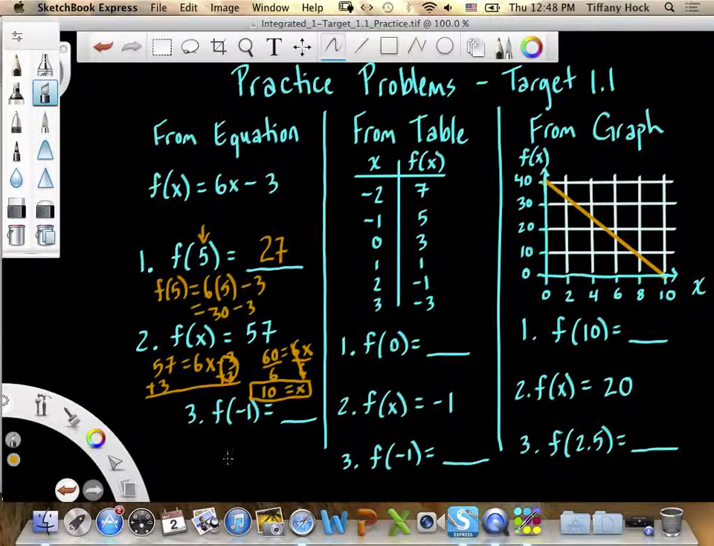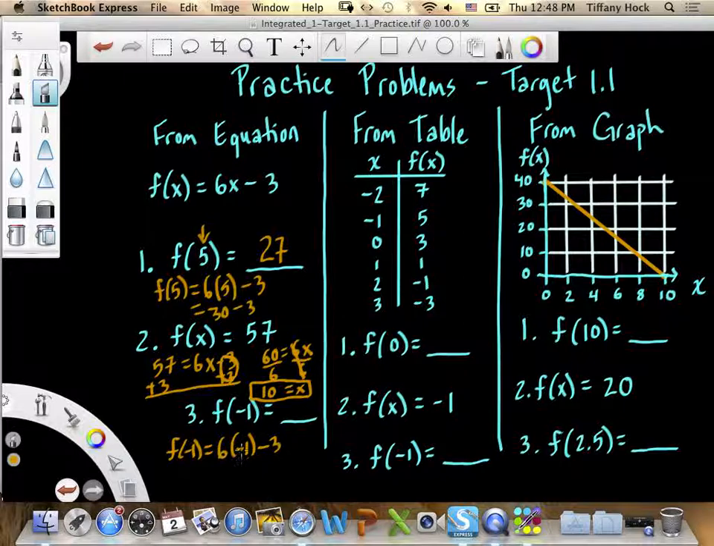Alright, last one here. f of negative 1. Once again, the negative 1 is inside the parentheses, so I know I'm plugging it into my equation. So I'm going to write f of negative 1 equals 6 times negative 1 minus 3.